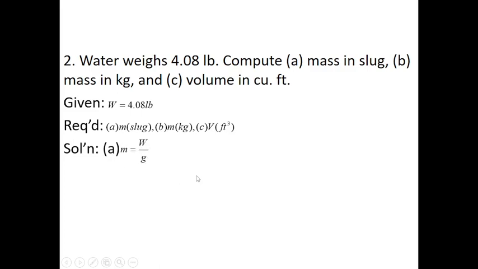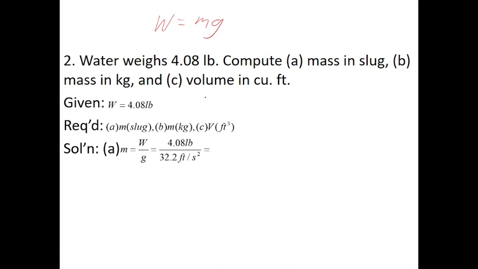So recall that weight is equal to mass times acceleration due to gravity, right? This was discussed in physics. And in obtaining the mass, we get this equation. We derive this equation from W equals mg, which is m equals W over g. Okay, so the weight is 4.08 pounds. Okay, acceleration due to gravity.